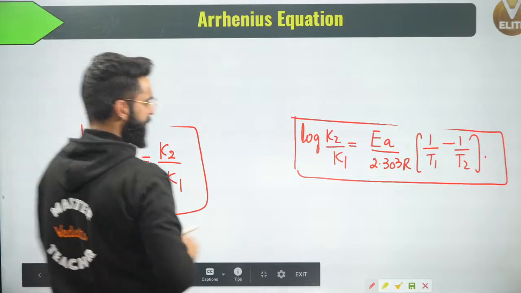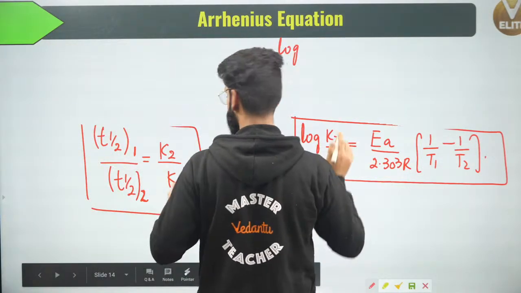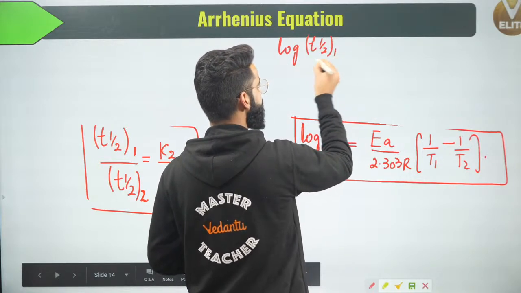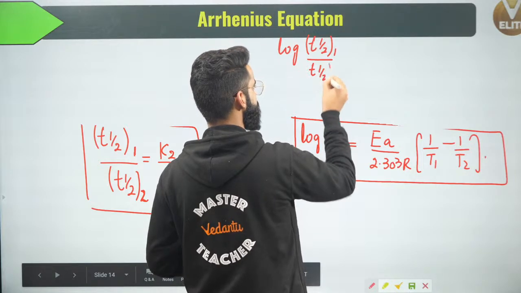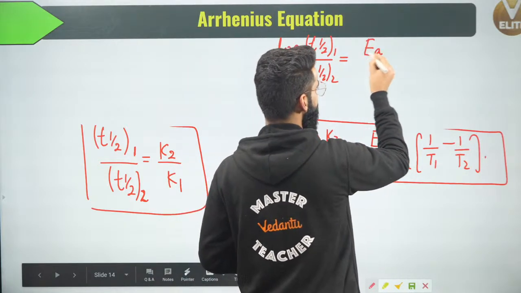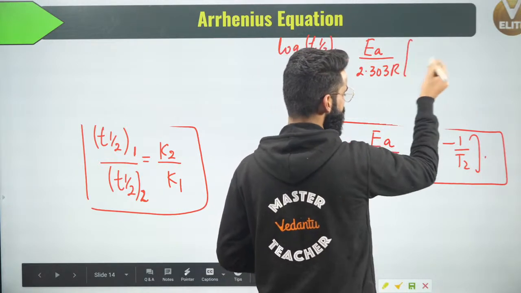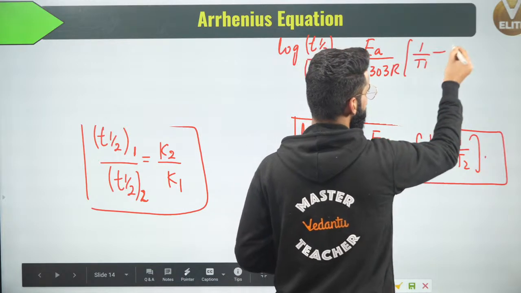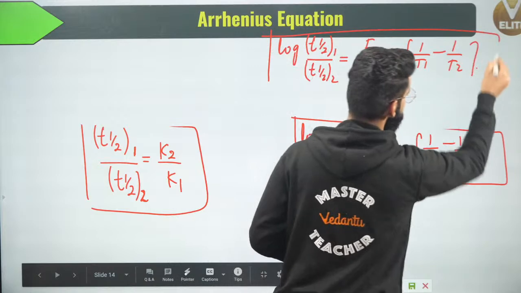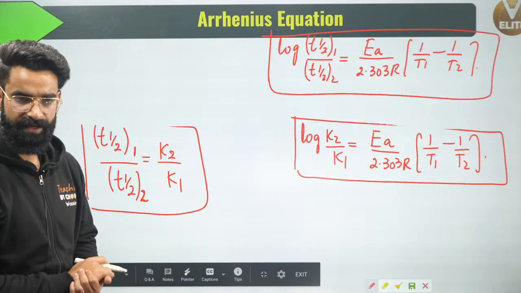Instead of log of K2 by K1, I'll write log of the half-life of the reaction at temperature T1 divided by the half-life of the reaction at temperature T2. Now it's going to be EA divided by 2.303 R multiplied by 1 divided by T1 minus 1 divided by T2. This is one more expression which I want you guys to take note of, correct?